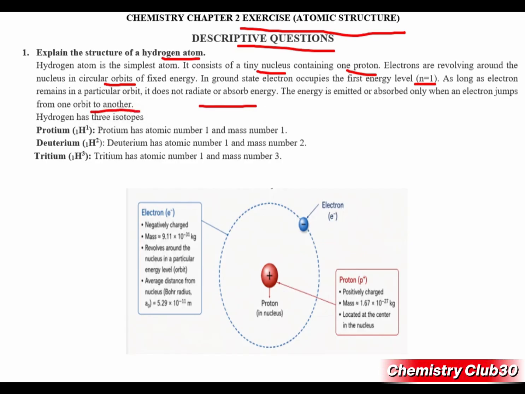Hydrogen has three isotopes, and we know that isotopes of the elements have the same atomic number but different atomic mass. So from these, protium has atomic number 1 and mass number is also 1. Deuterium has atomic number 1 and mass number 2. Tritium is the third isotope. Tritium has atomic number 1 and mass number 3. And here you can see the atom.